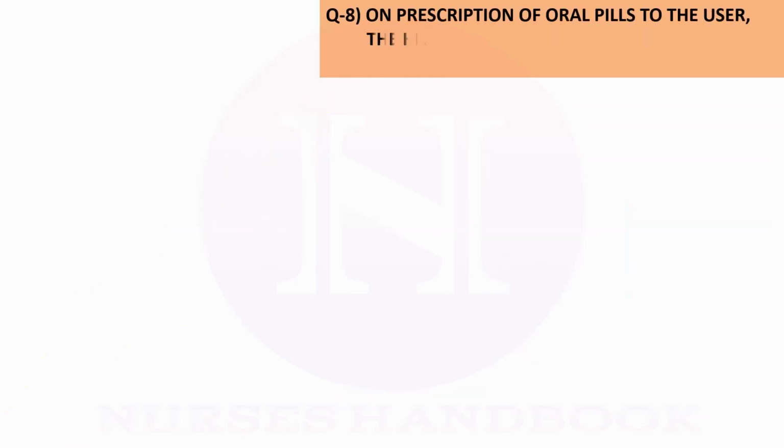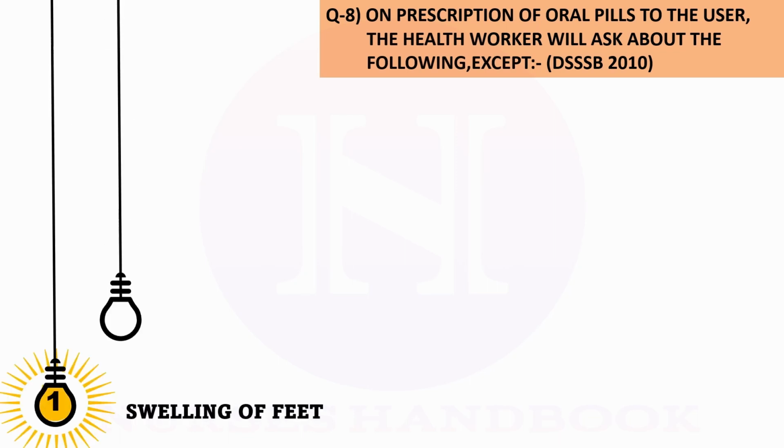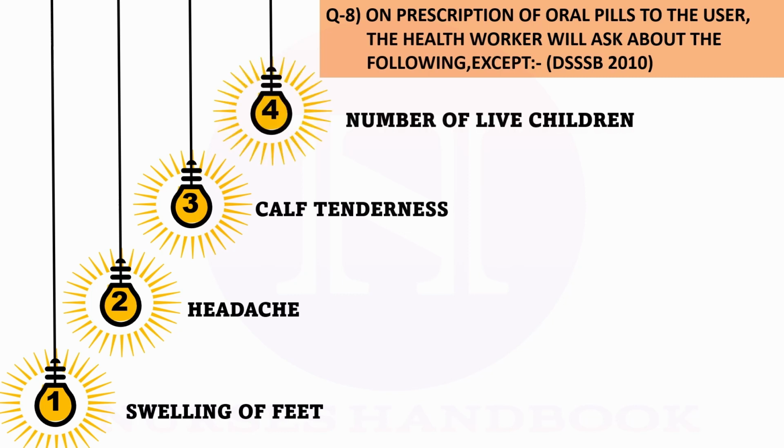Question number 8. On prescription of oral pills to the user, the health worker will ask about the following except swelling of feet, headache, calf tenderness, number of live children. And the correct answer is number of live children.